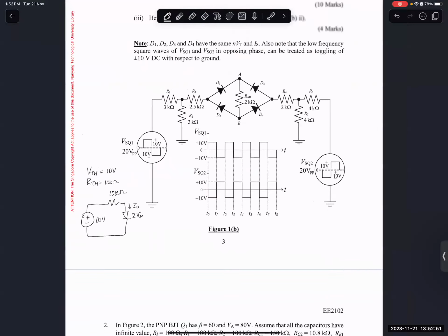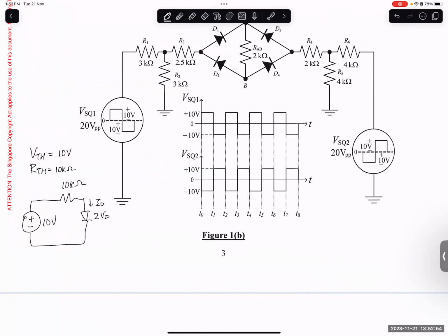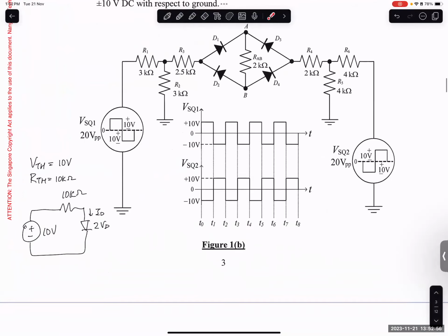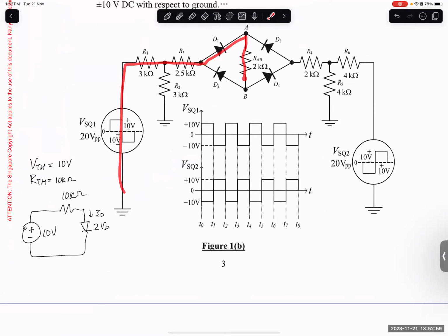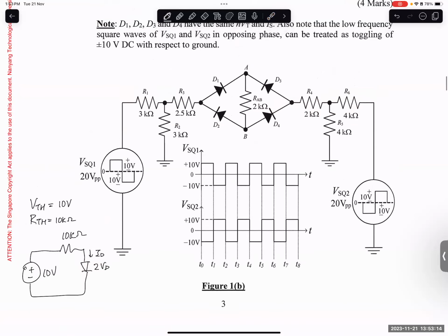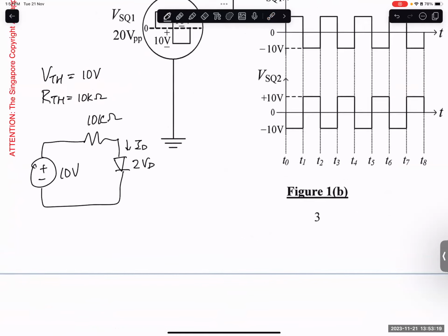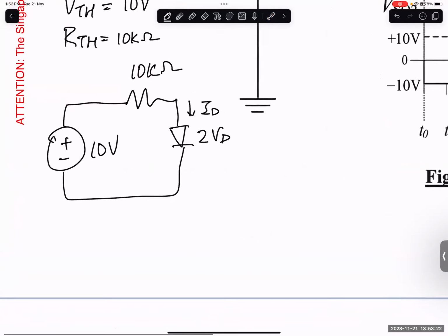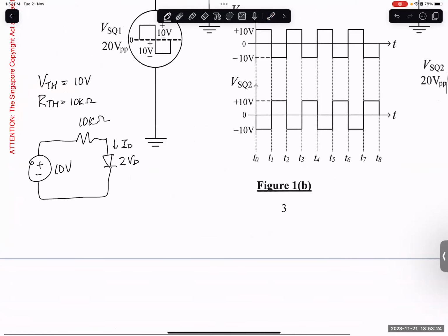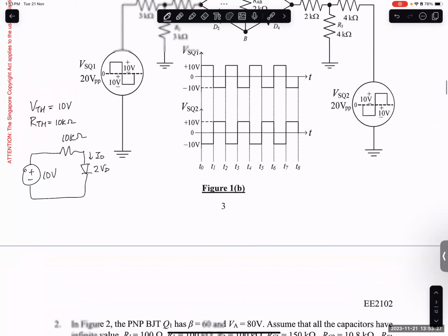The reason why it's like that is because the current will go through here, 1 diode, 2 diode in series, and then these 2 diode in series, we have 2 VD, and then since these are in series, there's no parallel diode, so it's just 1 ID. Okay? Two VD and 1 ID, 10K ohm.